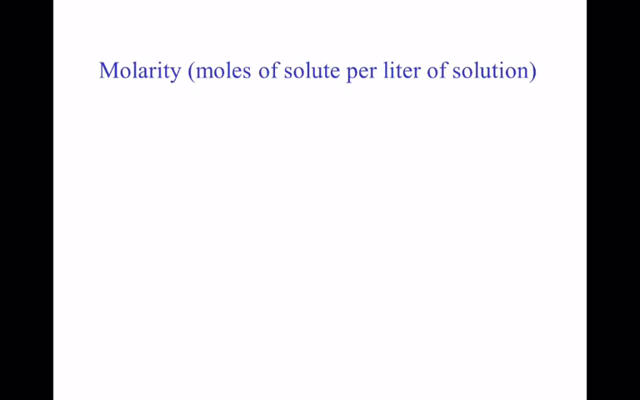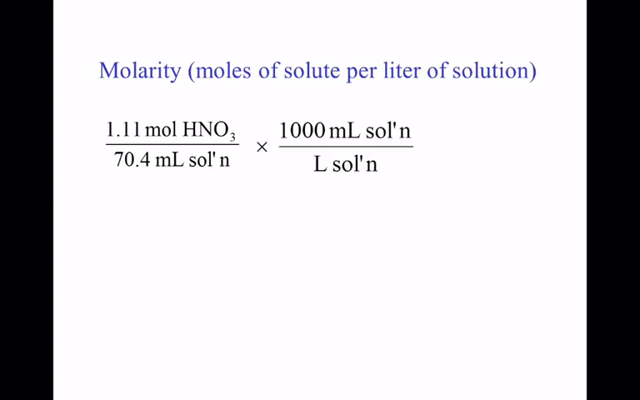But if we go up to the molarity, it's moles per liter. So we just need to take the moles, which we've got 1.11 moles HNO3, divided by the volume in milliliters, 70.4 milliliters. We've got to fix the denominator to liters now, don't we? So if we introduce 1,000 milliliters over 1 liter, that should do it. Round it to 3 significant figures, and voila, you have your molarity, big M. That's it.